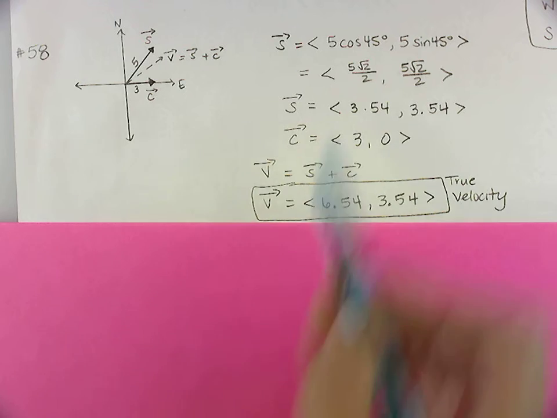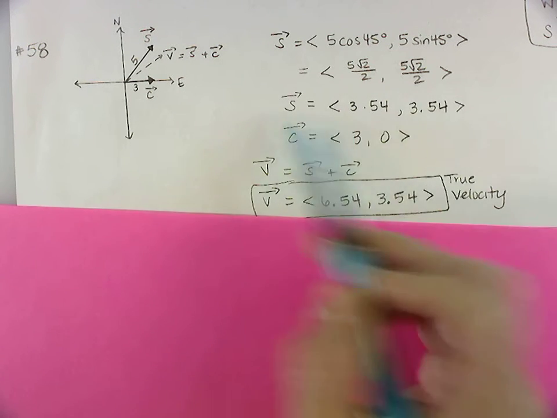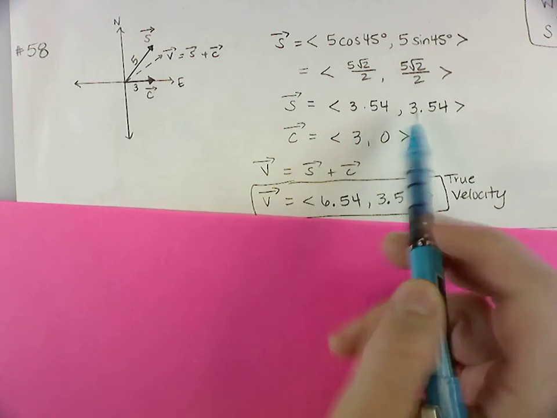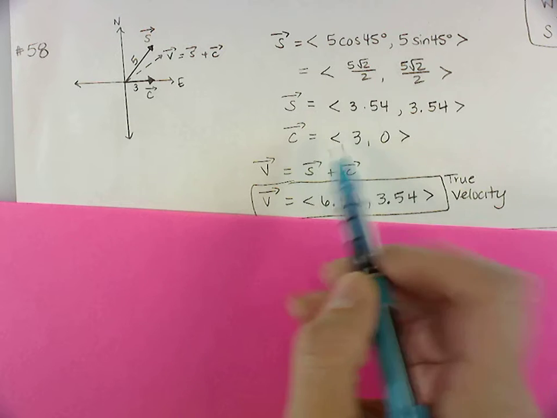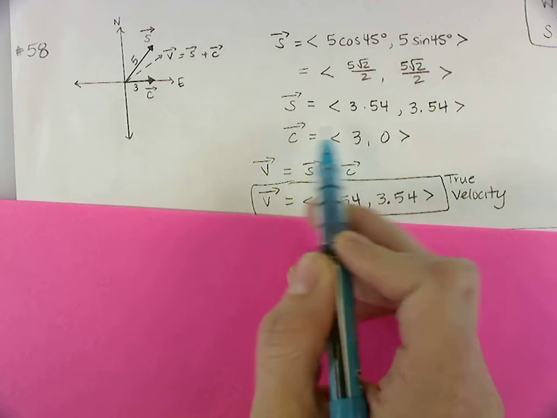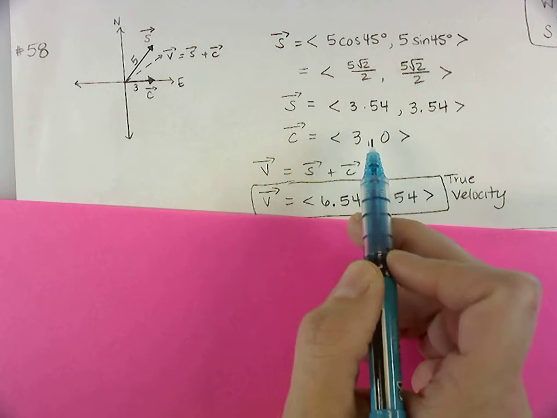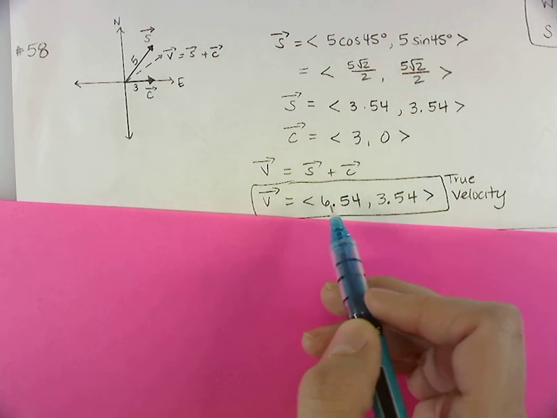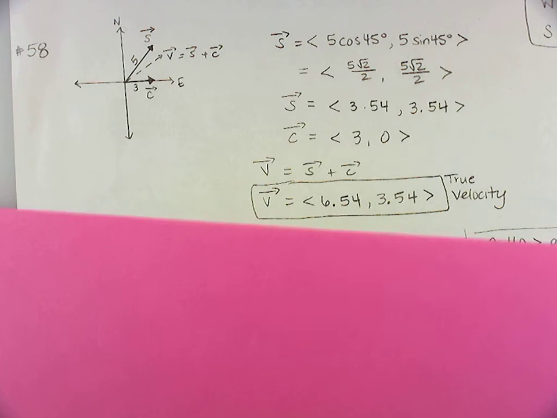Okay, so this would just be the vector for the fish. Okay, and then this will be the velocity of just the current, but then the true velocity is both of them together.